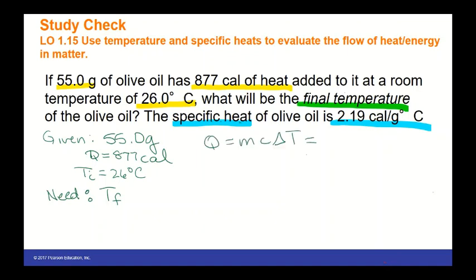We have to do a little bit of manipulation of our heat equation to find out what T final is. Well, we've got the mass, we've got C and delta T. If we remember, delta T is T final minus T initial. Rearranging our equation, Q divided by MC is going to give us T final minus T initial.